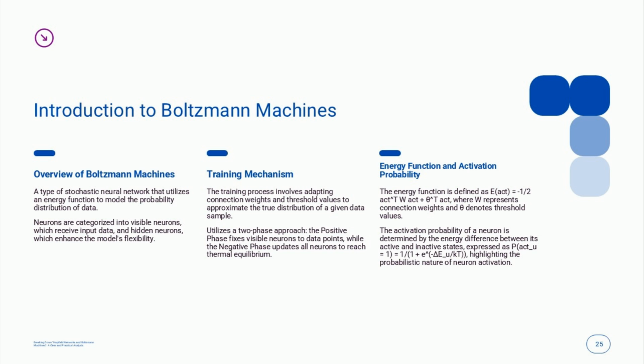The activation probability of a neuron depends on this energy balance using a neat trick called the sigmoid function, which smoothens out decision making. That's your intro to Boltzmann machines. Part dice roller, part chef, and 100% awesome.